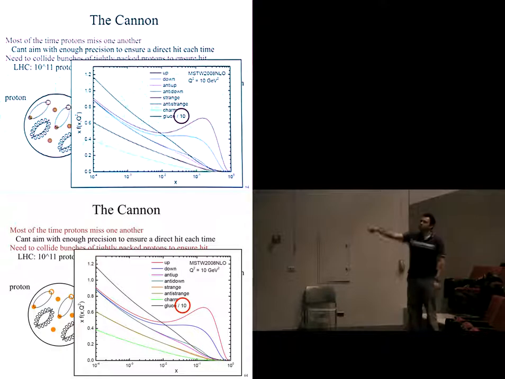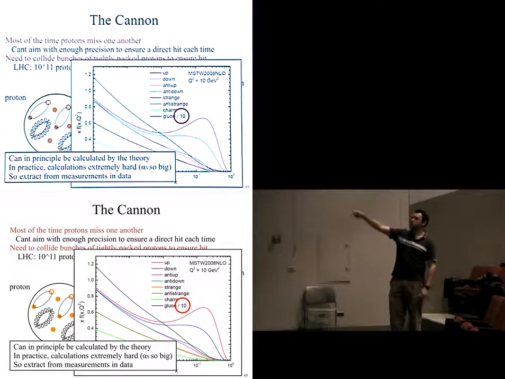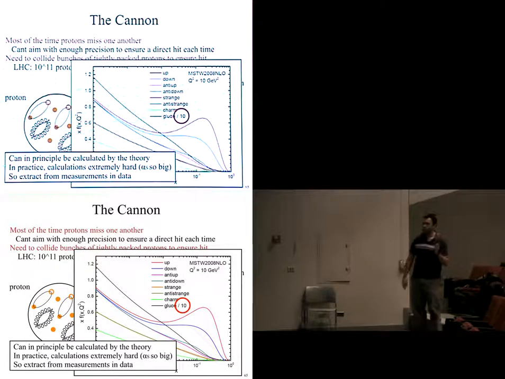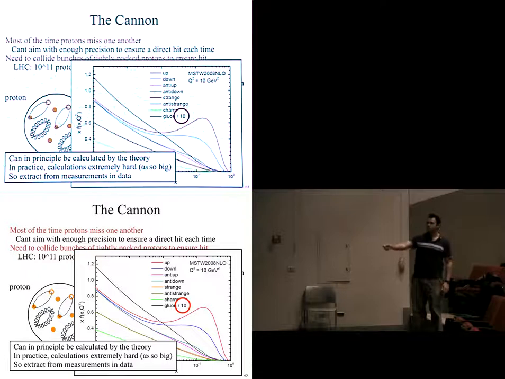Okay, so all these distributions, what a proton is made of, is really something that in principle can be calculated from theory. You can put in what we talked about with the strong force, how it changes with distance, and predict what these things should be. In practice, these calculations are extremely hard to do, mainly because the force gets so strong that it's really hard to calculate anything with high precision. And so in practice, what we do is we extract these distributions from data.